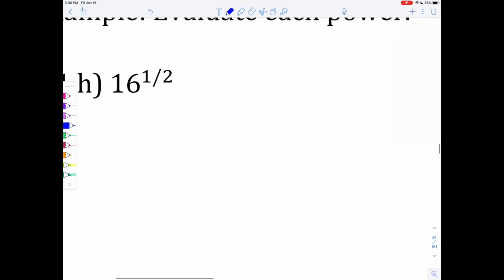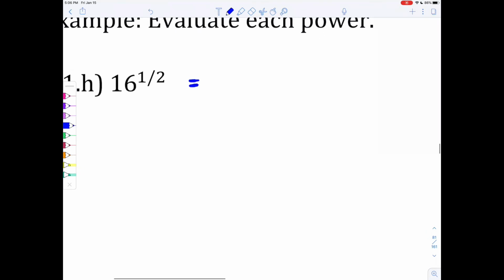So here we go. My first step is to rewrite this as a radical, because I don't really know how to evaluate it as a fractional exponent, but I'm set with radicals. So if I'm rewriting this as a radical, I know that my denominator becomes my index, so this would be a square root, but we don't write the index of 2. We can, because it's not our final answer, but typically we don't.